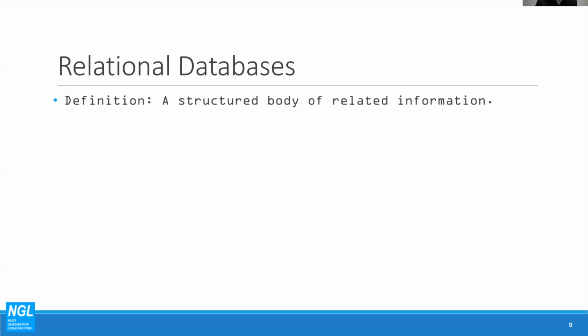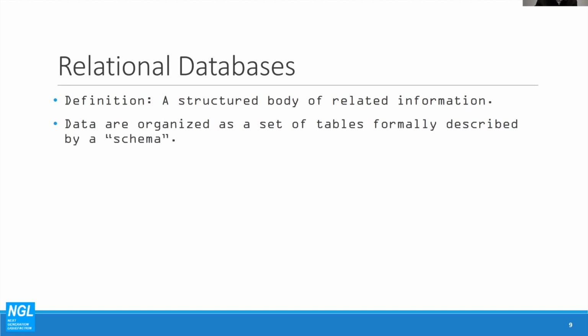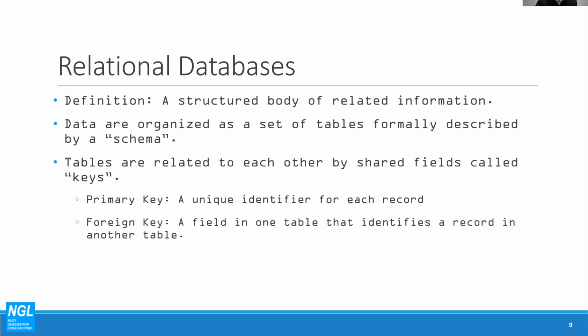And a relational database is a structured body of related information, and the data are organized into a set of tables that are formally described by an organizational structure or schema. So ahead of time, you have to provide like a skeleton for your data to go, a container for your data to go into, and then the fields in those tables can be related to each other through keys.